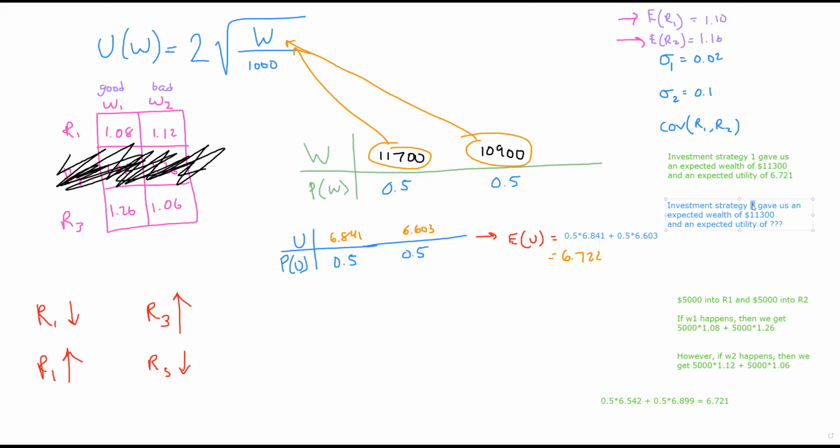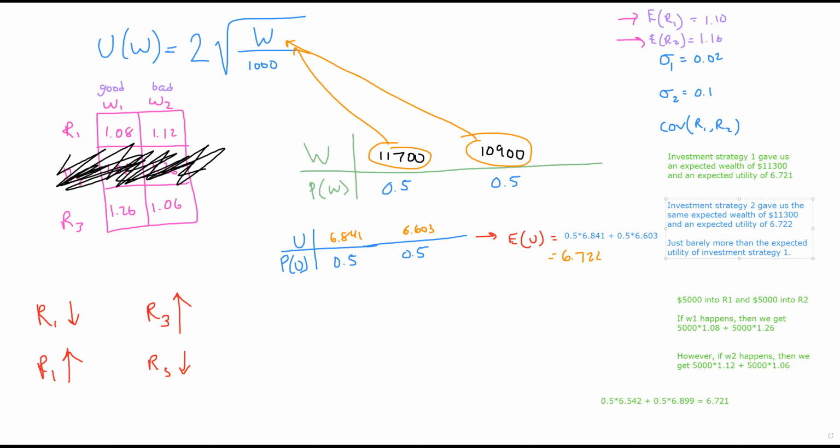Okay, so investment strategy 2 gave us the same expected wealth of 11,300, but an expected utility of 6.722, just barely more than the expected utility of investment strategy 1. Whew, okay.